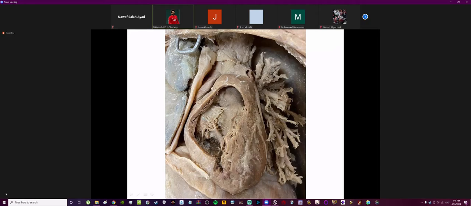This is the right ventricle opened. This is the pulmonary trunk, or infundibulum. So this is the outflow part, the supraventricular crest, and this is the anterior papillary muscle. These are the chordae tendineae. This is the anterior interventricular artery. This is the pericardium.